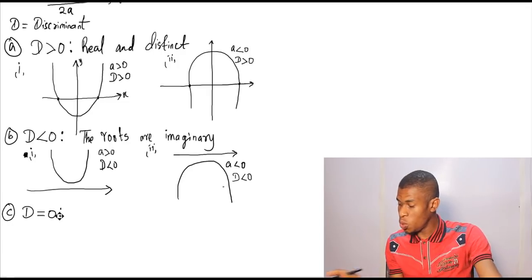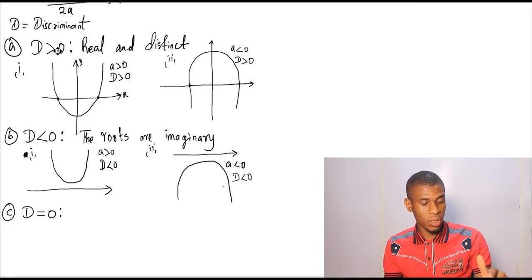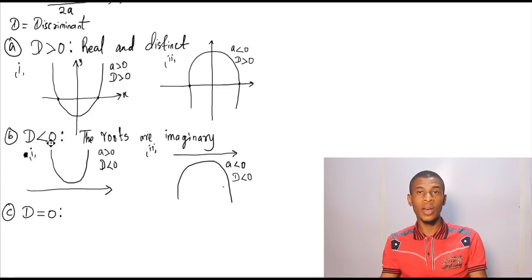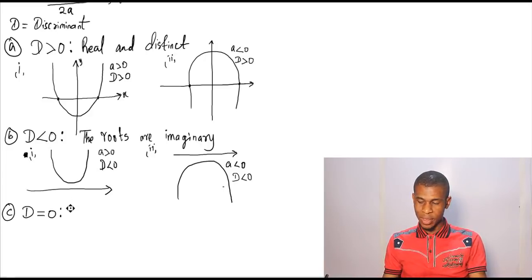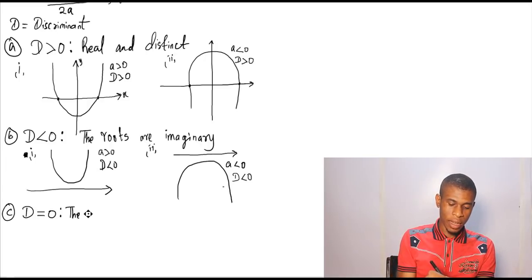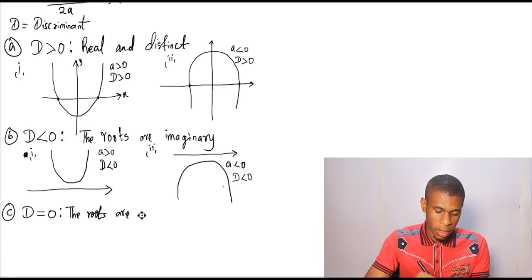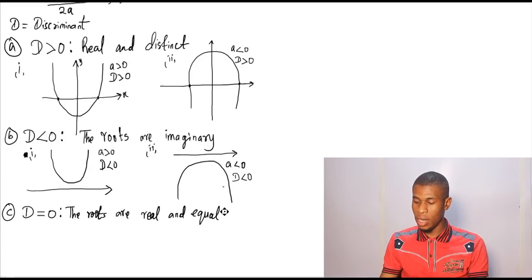The first case we treated is where D is greater than 0. Second case, less than 0. Now, when D is equal to 0, what happened? The roots are real and equal. The roots are real and equal.